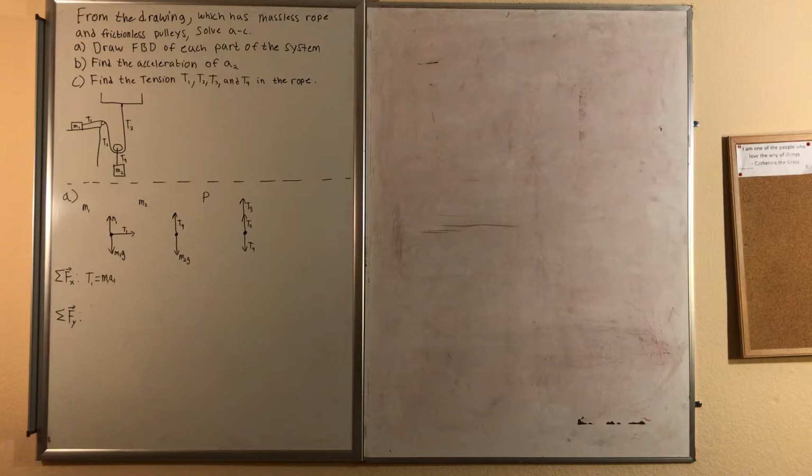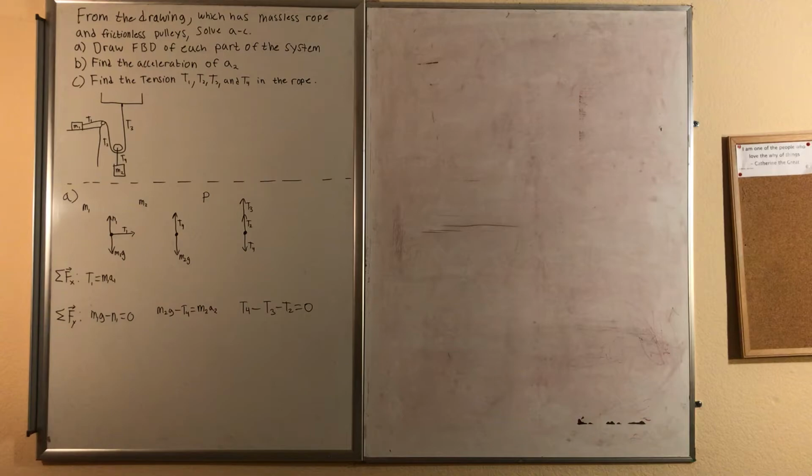Moving on to the y direction, M sub 1 has M sub 1 times g minus N sub 1 equals 0. M sub 2 has M sub 2 times g minus T sub 4 equals the mass M sub 2 times A sub 2, due to different acceleration than M sub 1. And the pulley has T sub 4 minus T sub 3 minus T sub 2 equals 0.